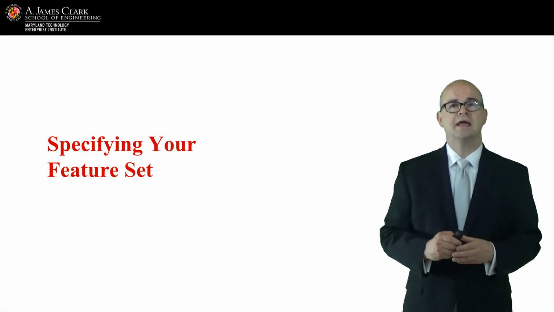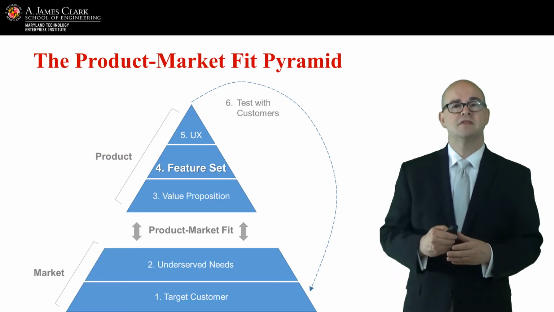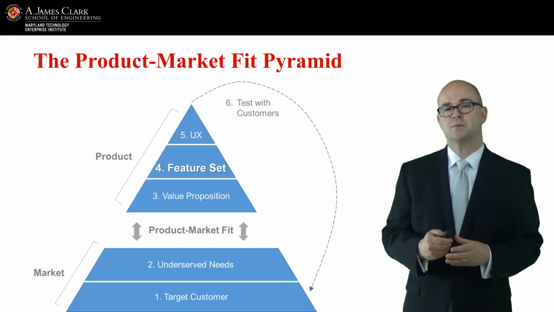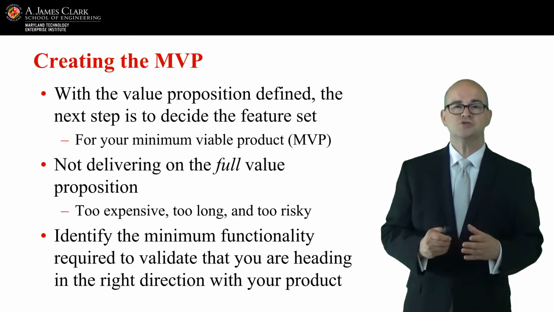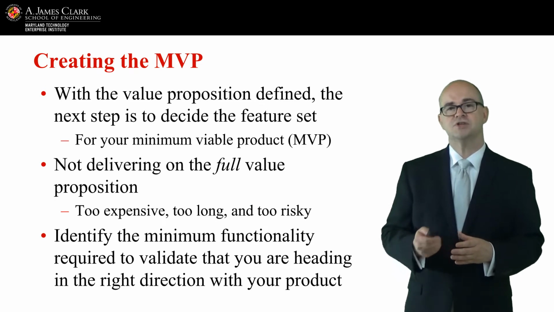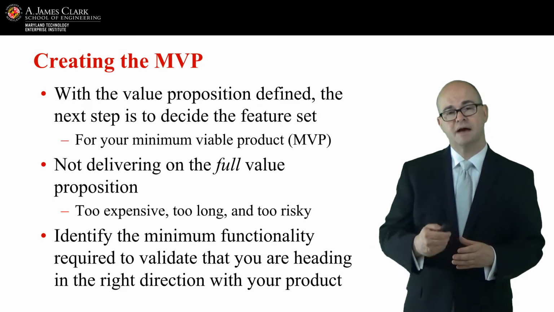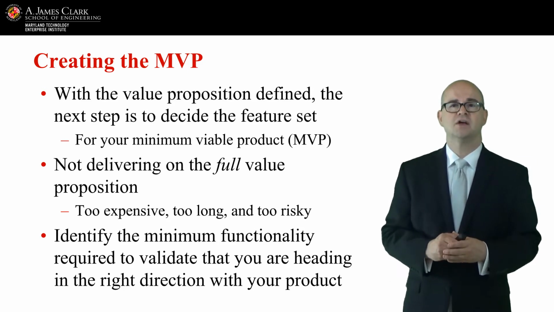In this module, we're going to analyze how you specify your feature set. So we're working our way up the product market pyramid into this fourth level that sits between the value proposition and the user experience. Central to that is this idea of an MVP. So with the value proposition designed and defined by this point in the process, the next step is really to think about the feature set. What exactly is your product going to do?